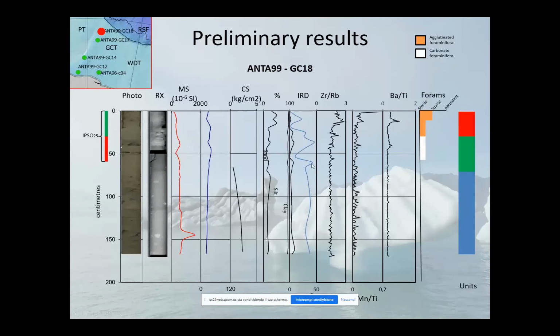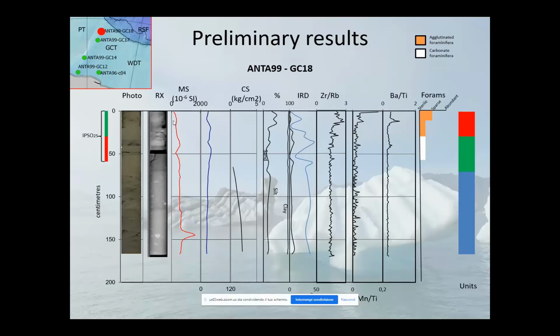Okay, this is the last one. This is one collected close to the continental margin. Also, this core presents a higher content of sand and the IRD in the upper part of the core. You probably have this situation because bottom currents may have removed the finer sediment.